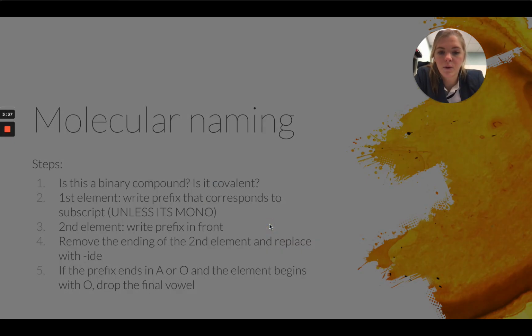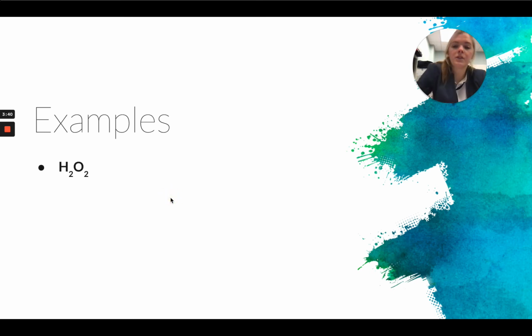So let's do some more practice problems. Our first one is H2O2. So we're going to identify, is it binary? Yes, we have two different elements. Is it covalent? Yes, we have two nonmetals. So first, we're going to name the first element, hydrogen, and we're going to give it a prefix, because notice it's not mono this time. We have two hydrogens. What is the prefix for 2? It's di. So it would be dihydrogen. And then we're going to name our second element and add our "ide." So oxygen changes to oxide, and we need to again add our prefix, di, because there's two. So our answer here would be dihydrogen dioxide.